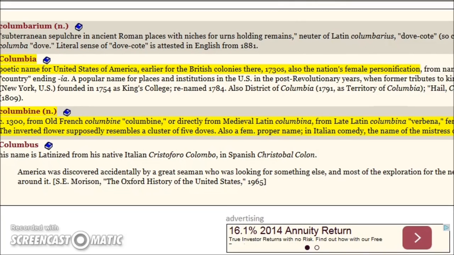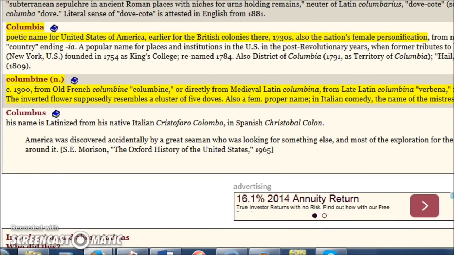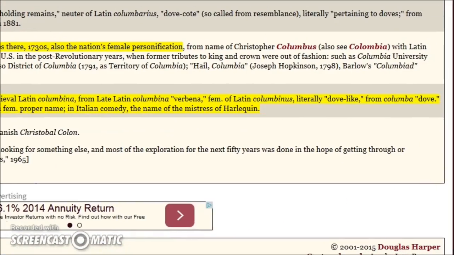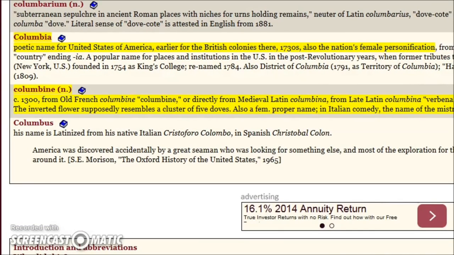And then it goes on to read, the next one is Columbine. Remember Columbine School that had the shootings? This is from 1300. So this is probably the oldest root, from French Columbine, or directly from medieval Latin Columbina. And over here we see that it literally means dove-like, from columba meaning dove. The inverted flower supposedly resembles a cluster of five doves. What is that about?